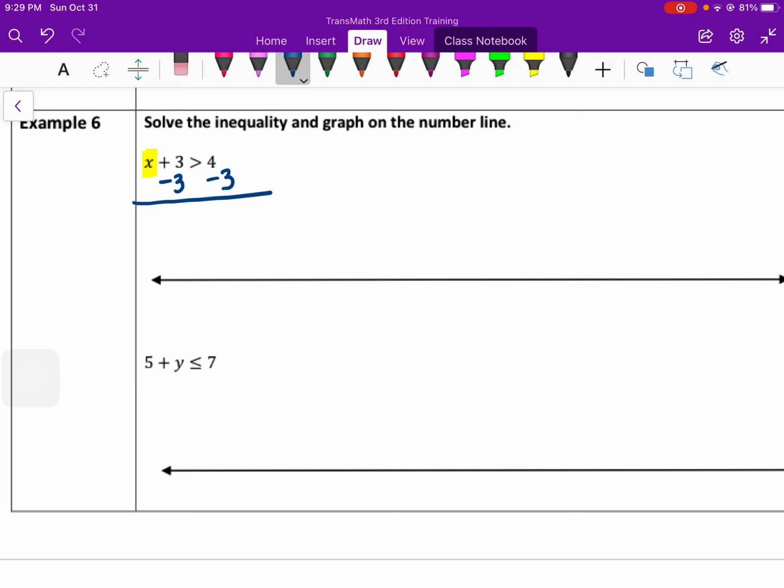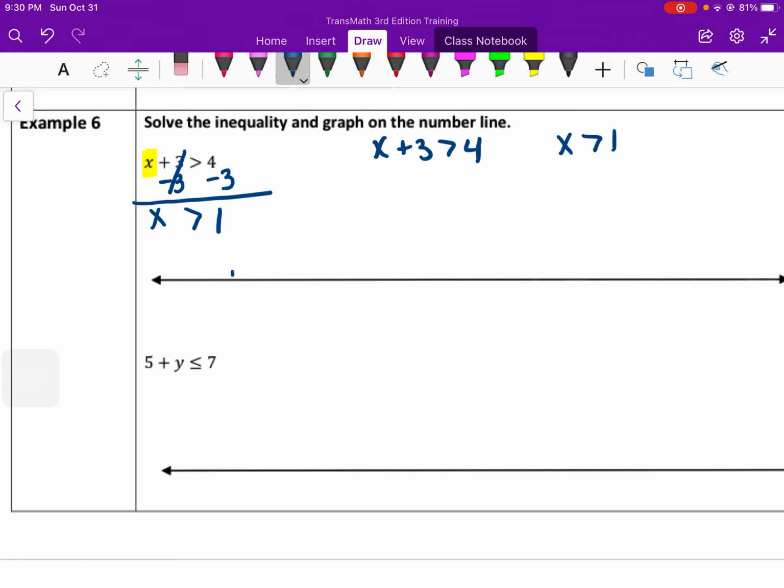I subtract 3 from the left because then I'm left with just x. 3 minus 3 is 0. That cancels. So then I have x is greater than 4 minus 3, which is 1. Now I have my inequality and it's solved. x is greater than 1. So this inequality statement, x plus 3 greater than 4, has the solution x is greater than 1.